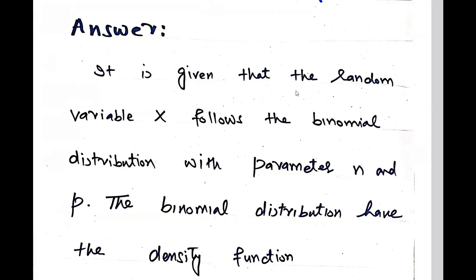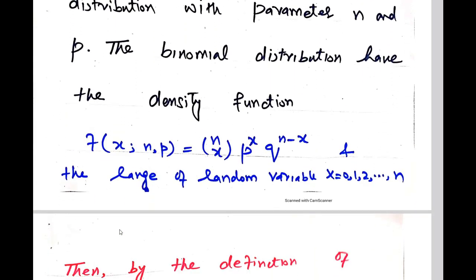It is given that the random variable x follows a binomial distribution with parameters n and p. The binomial distribution has the density function. So this is the density function for the binomial distribution: nCx p^x q^(n-x), and the range of the random variable x is 0, 1, and so on up to n. It has two parameters, n and p.